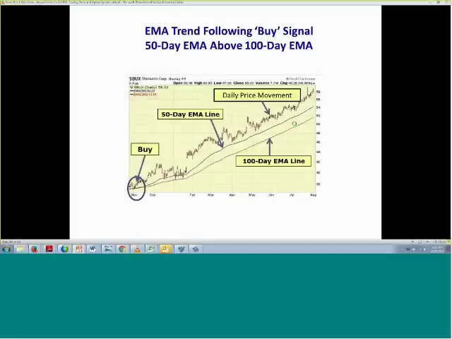This again is an example of a buy signal using the 50-day and 100-day EMA, and the blue line is the 50-day EMA. It crossed above the red line. At that point, Starbucks stock was on a buy signal, and we want to buy call options. So as long as this blue 50-day EMA is above this 100-day EMA, we want to buy call options on the stock.